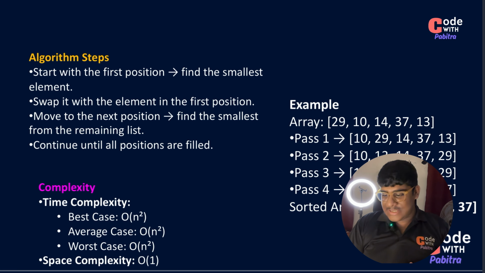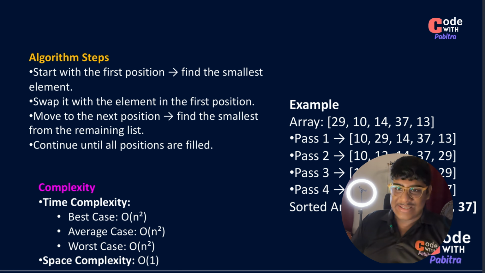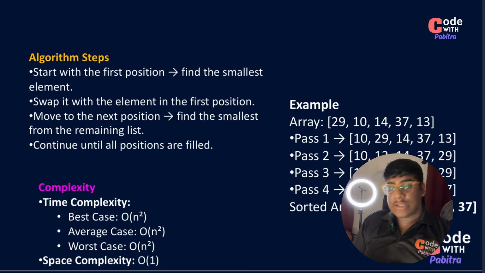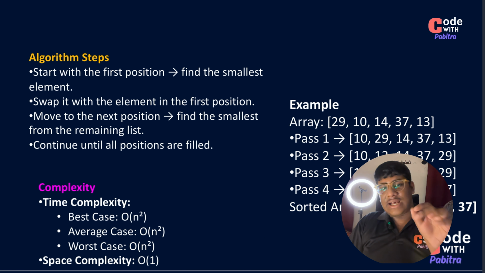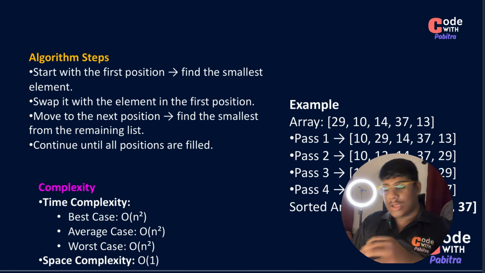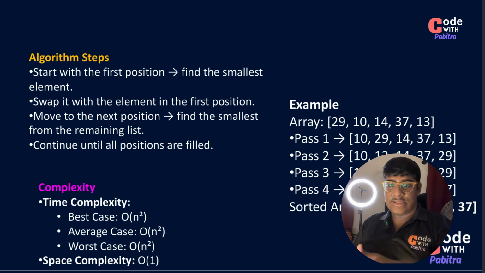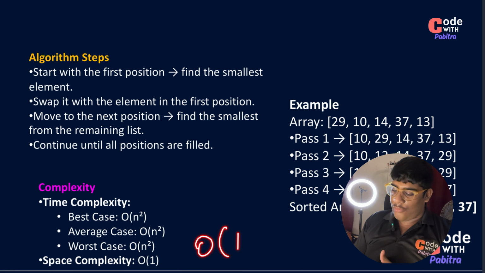So this is the algorithm step. Start with the first position and find the minimum. Just go through this slide. Most important, for all three cases, best case, average case, and worst case, the time complexity is O(n square). If you are in class 10, 11 or 12, you don't need to know about time complexity. It is a huge topic that I will cover in my future videos. And the space complexity is O(1).